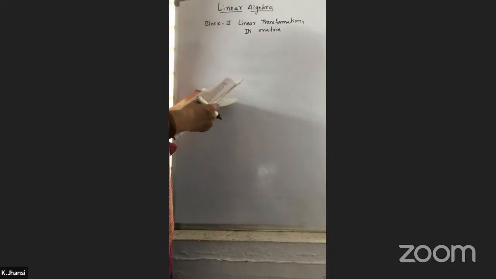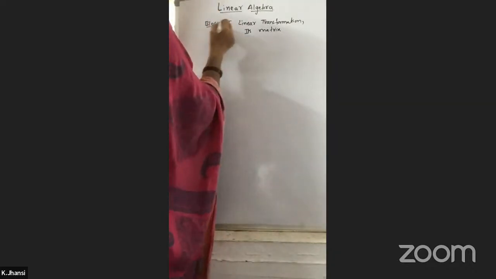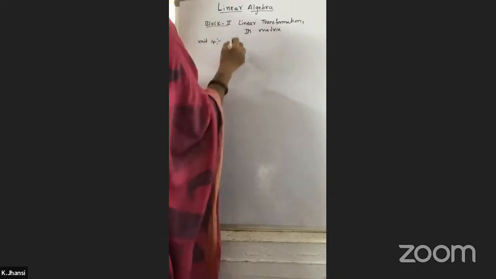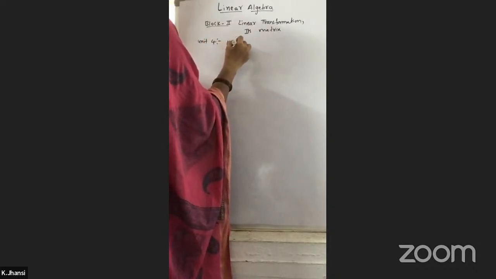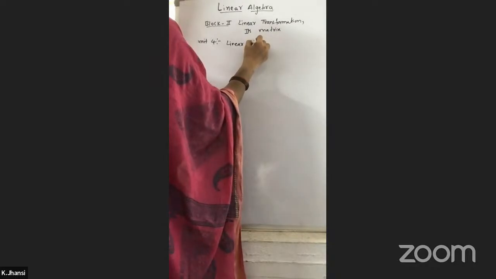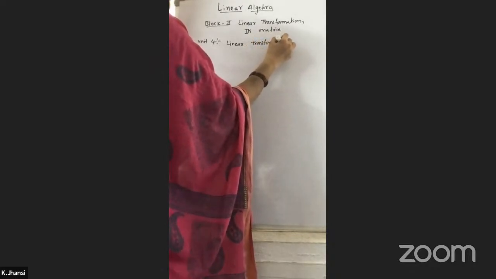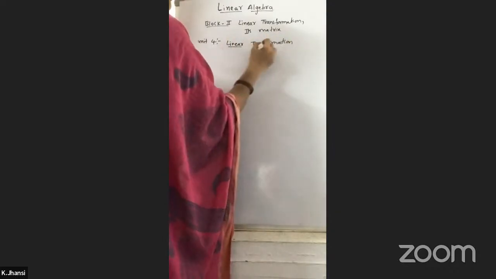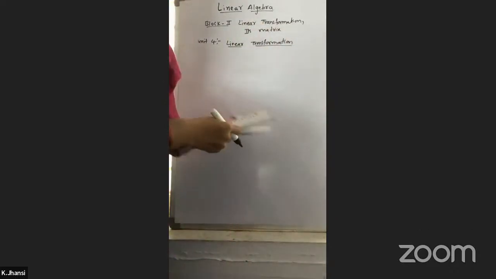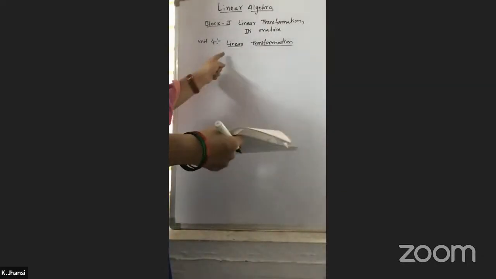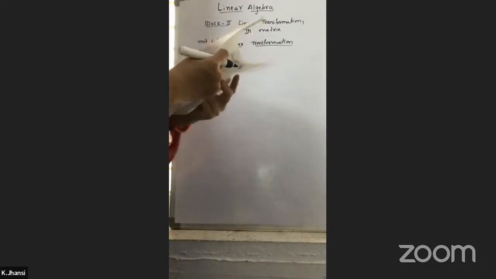So this is Block 2. In this, Unit 4 is about linear transformation. Okay, linear transformation. This is the important one and also a somewhat problematic one. So instead of the theorems, you can even do the problems regarding linear transformation.